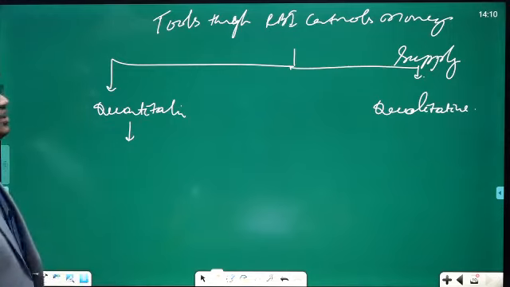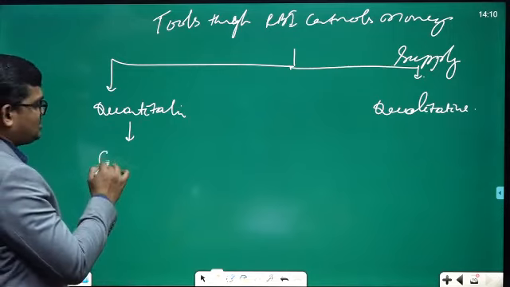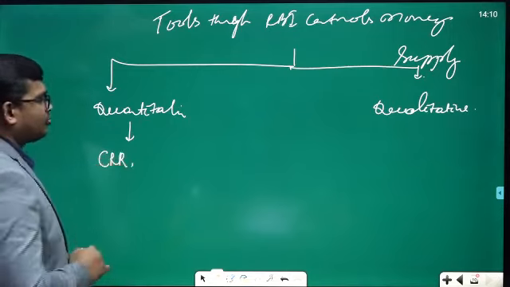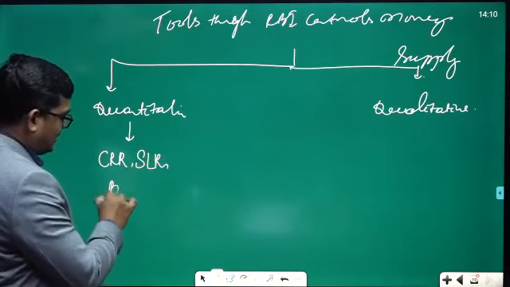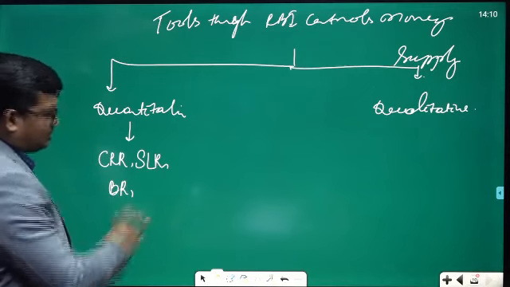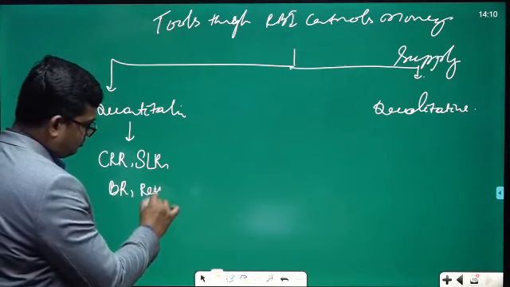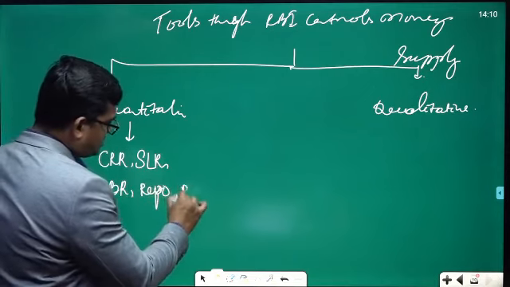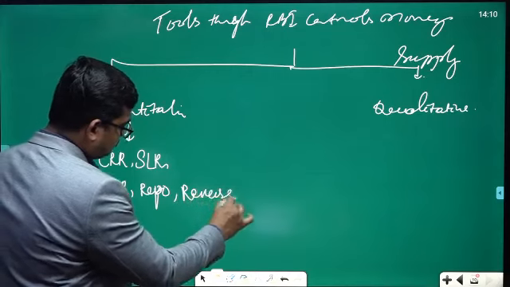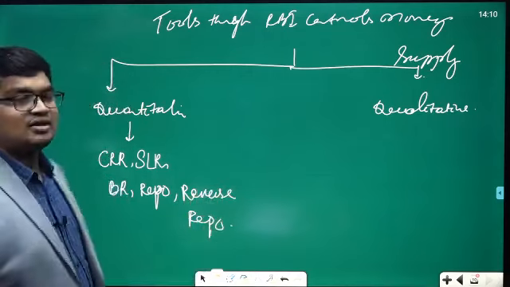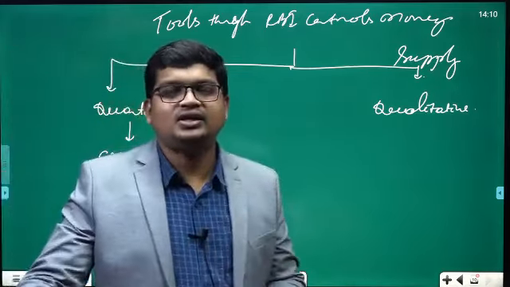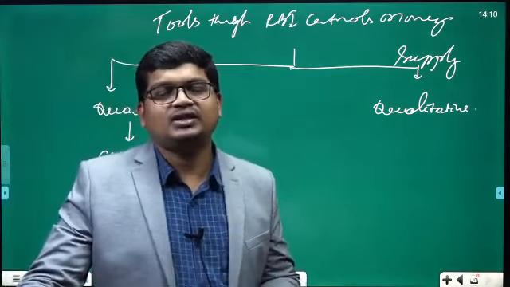Quantitative tools are like your CRR, SLR, bank rate, repo, reverse repo. So these are quantitative tools or techniques through which RBI controls money supply in the economy.